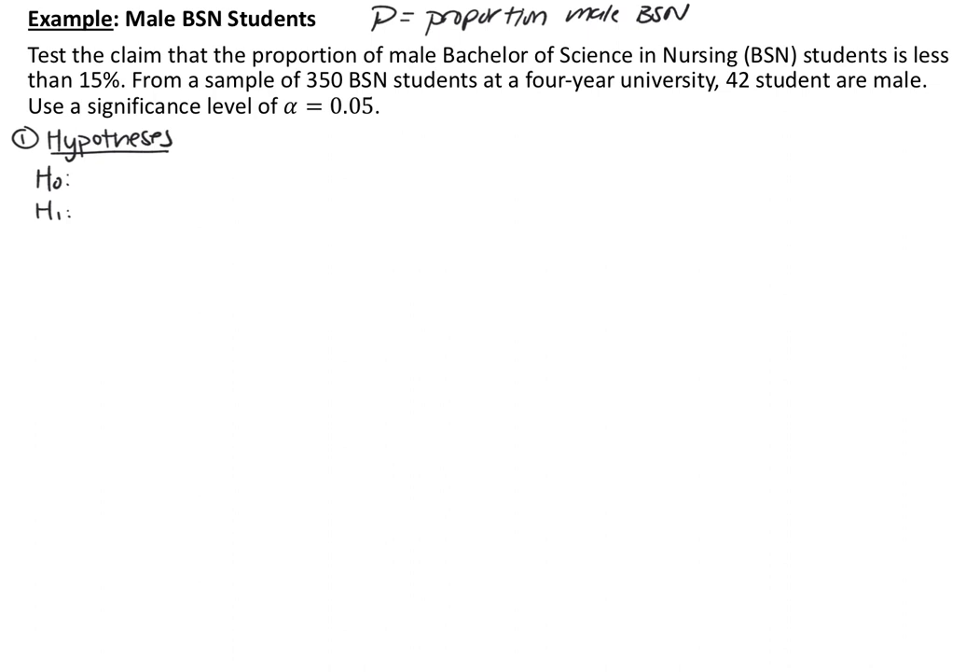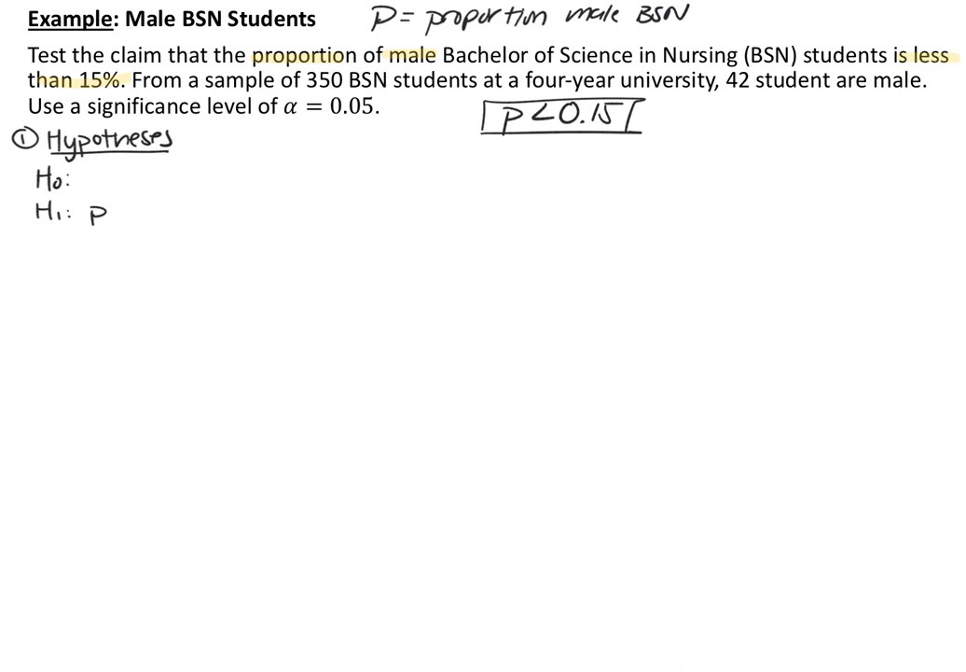I always like to highlight the original claim and then rewrite it in symbolic form. We're testing the claim that the proportion of male BSN students is less than 15%. Using symbols, we would write this original claim as P is less than 0.15. If your proportion is given to you as a percent, always convert it to its decimal equivalent when you're doing a hypothesis test.